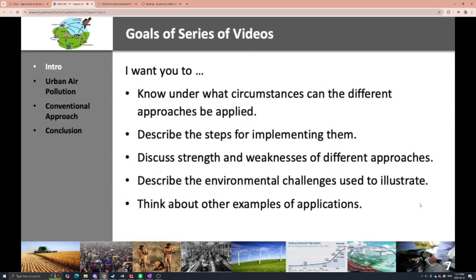So what I want you to take away from this series of lectures is a basic understanding of the three different management approaches. I want you to know under what circumstances the different approaches can be applied, what steps are taken for that implementation, and what the strengths and weaknesses are in the different approaches.